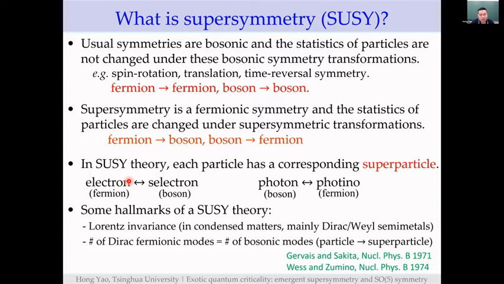Secondly, the number of Dirac fermionic modes should be identical to the number of bosonic modes. As I mentioned, each particle in a supersymmetric theory has a corresponding superparticle. So the number of Dirac fermionic modes should be identical to the number of bosonic modes in a supersymmetric theory.